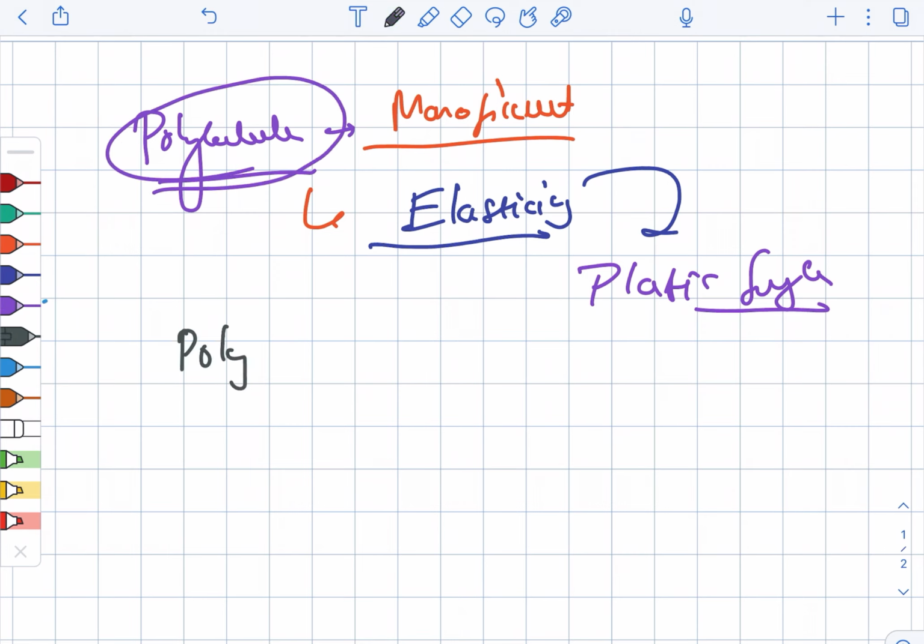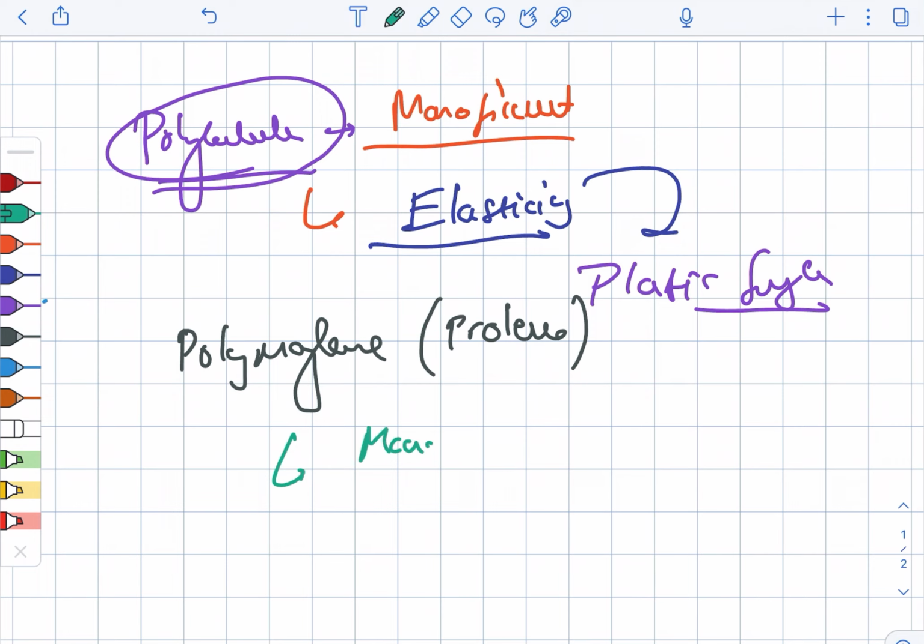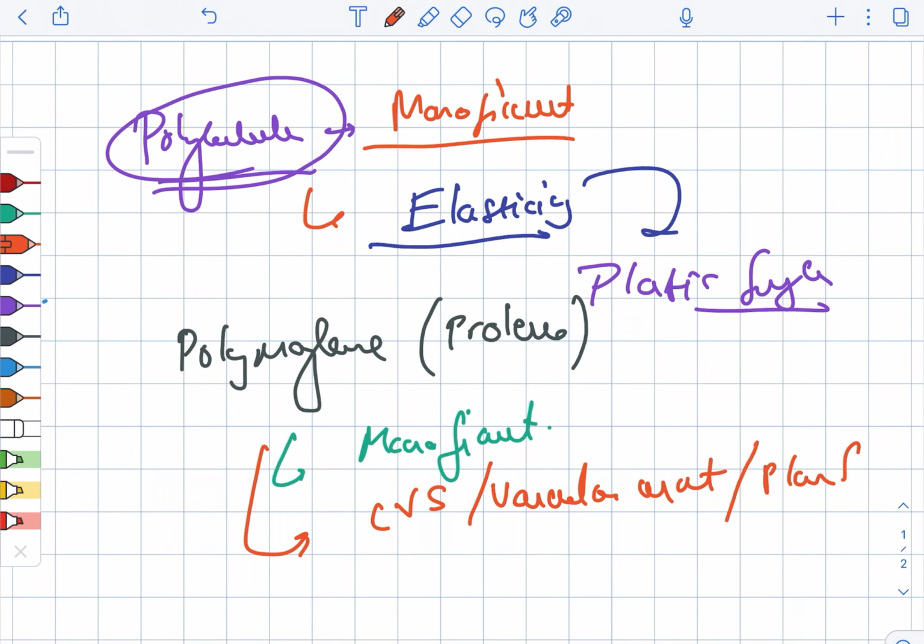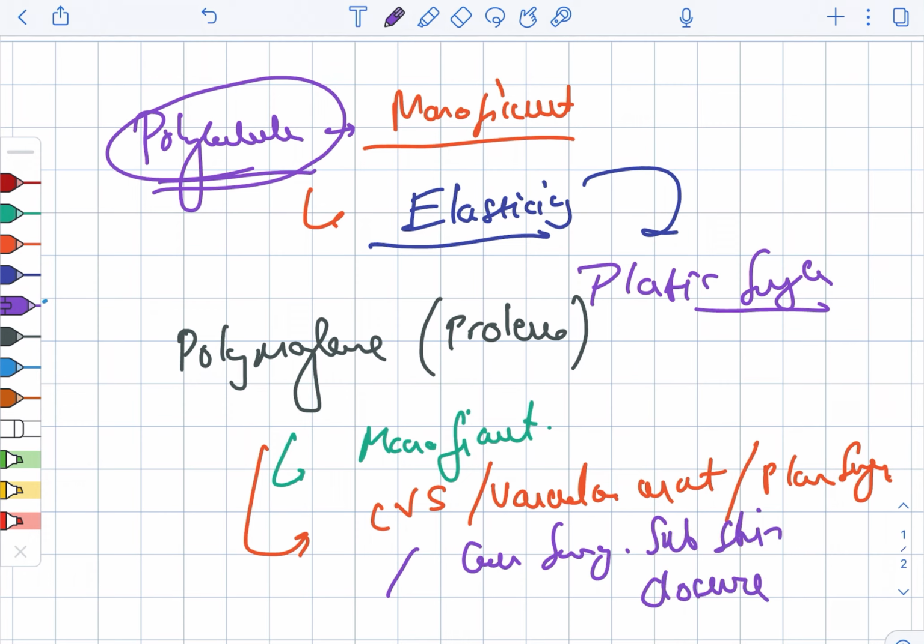Then looking at the polypropylene. Polypropylene is also commonly known as Prolene, and looking at the type, it is a monofilament. Its uses are in cardiovascular surgery, vascular anastomosis, as well as plastic surgery. So earlier we saw that the polybutester was used in plastic surgery, and here again the polypropylene is used in plastic surgery, and also in general surgical subcutaneous skin closure. So this is also where the polypropylene is used.